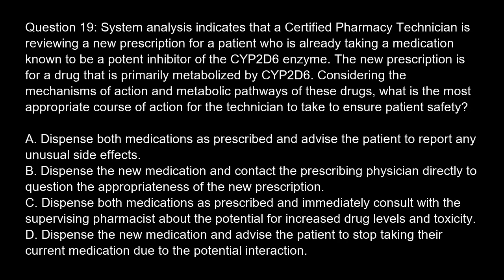Question 19. A certified pharmacy technician is reviewing a new prescription for a patient who is already taking a medication known to be a potent inhibitor of the CYP2D6 enzyme. The new prescription is for a drug that is primarily metabolized by CYP2D6. Considering the mechanisms of action and metabolic pathways of these drugs, what is the most appropriate course of action for the technician to take to ensure patient safety?